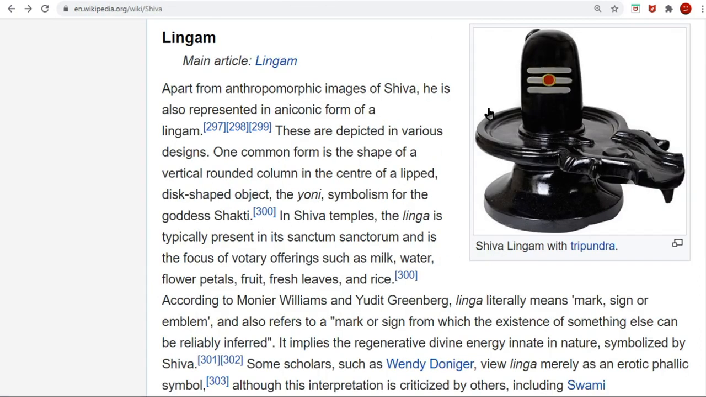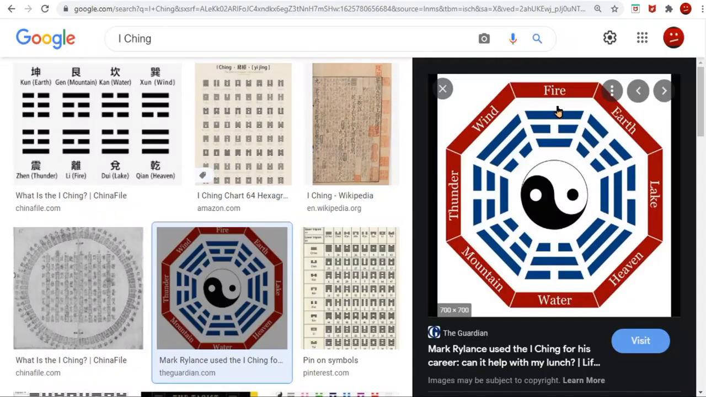And so the lingam is one of the representations of Shiva. You can see on here that it's the Li. This middle line's broken, and this is the symbol of Mu in the middle here. And so that's the fire. And so that's just 3 lines.